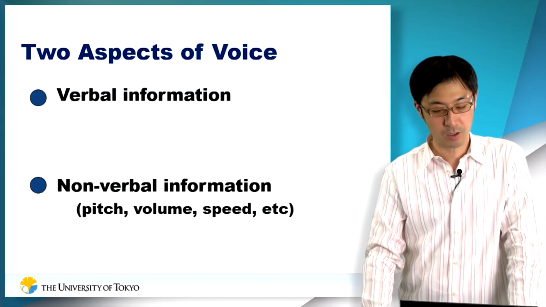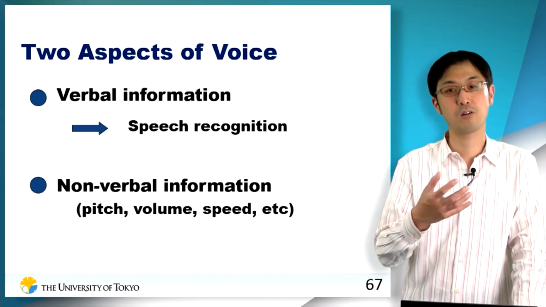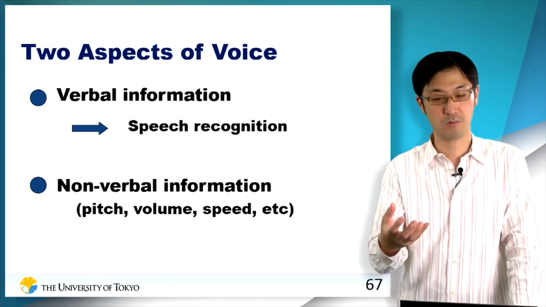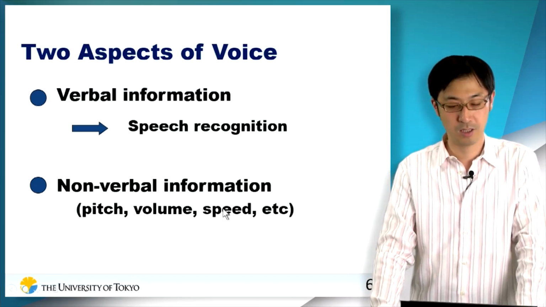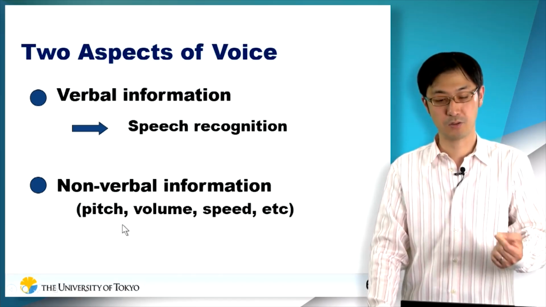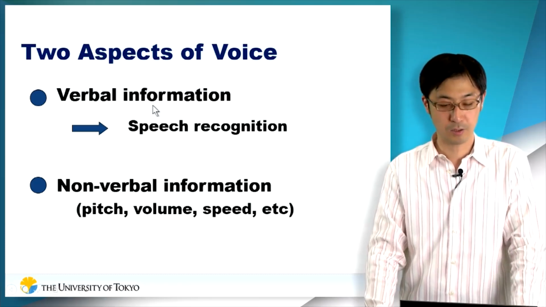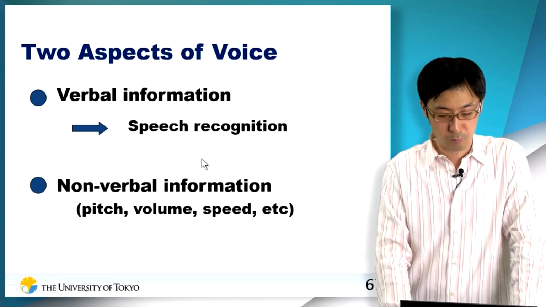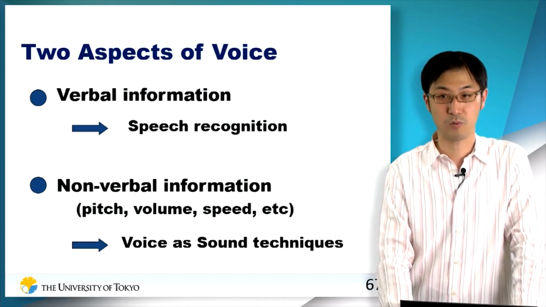Typical speech interaction uses verbal information, such as converting your speech into a recognizable command and then doing something. On the other hand, our voice also contains non-verbal information such as pitch, volume, speed, and so on. These non-verbal information has been ignored in traditional speech recognition. But here, what we want to do is leverage this non-verbal information in your voice.